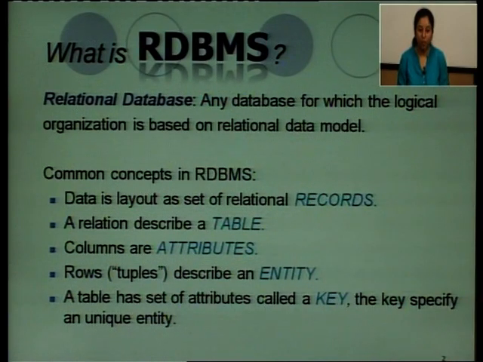There are some common concepts in relational database management systems. The first one: data is laid out as a set of relations, known as records. Second, a relation describes a table. Third, the columns are known as attributes, and fourth, the rows are known as tuples, which describe an entity. The last one: a table has a set of attributes called a key. The key specifies a unique entity. So these are the basic four or five concepts included in the database management system.